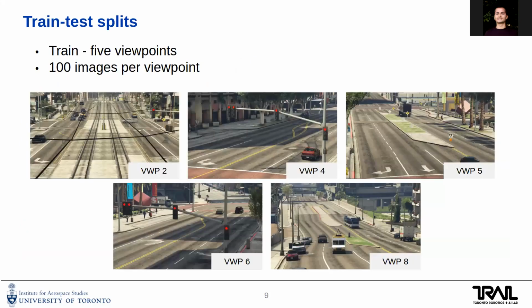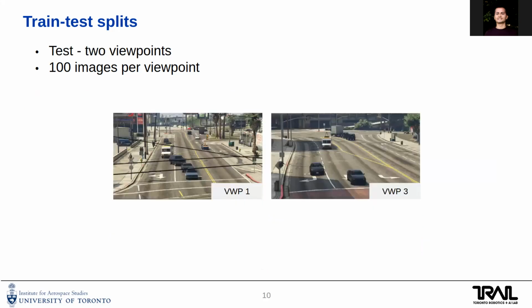Now, when it comes to the train and test splits, for training we use 5 viewpoints. As you can see, we have cameras looking at roads with changes in slope, changes in perspective, and different view angles. And for the test, we have 2 different viewpoints that do not overlap with the training set.